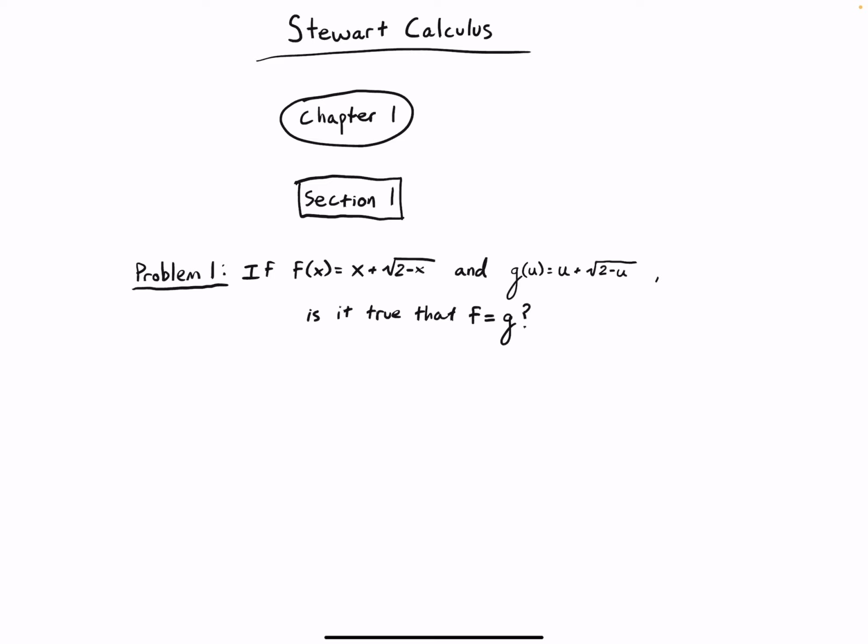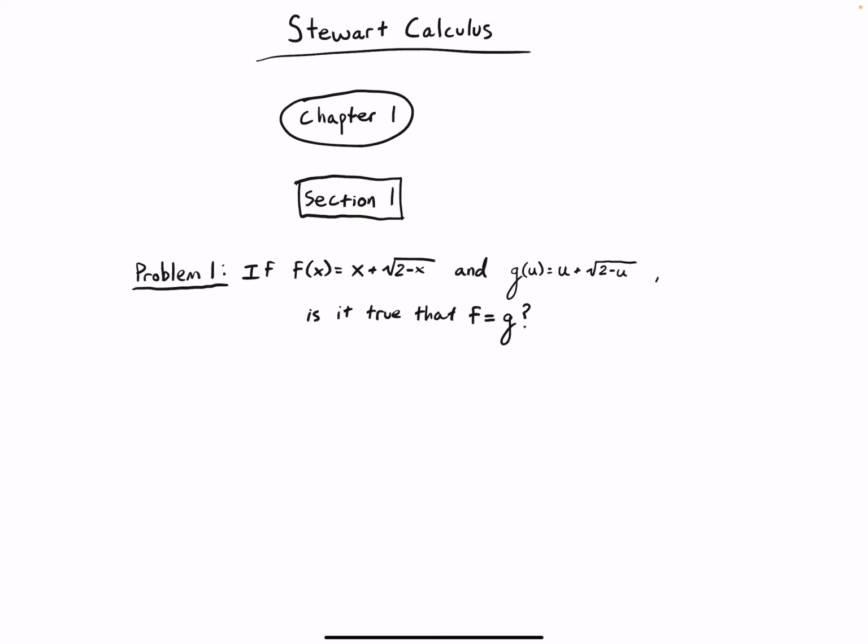So, Problem 1 says, if f of x equals x plus the square root of 2 minus x, and g of u equals u plus the square root of 2 minus u, then is it true that f equals g? Well, let's go ahead and try.